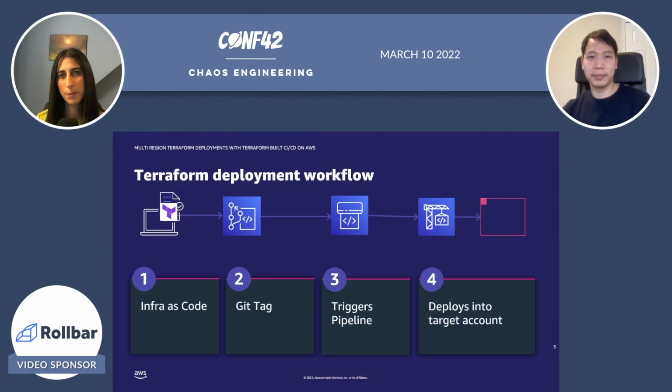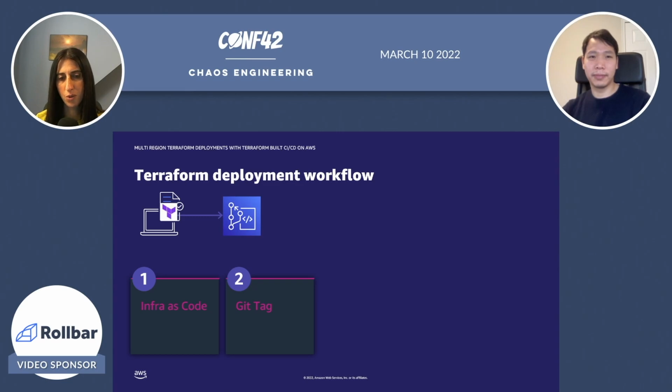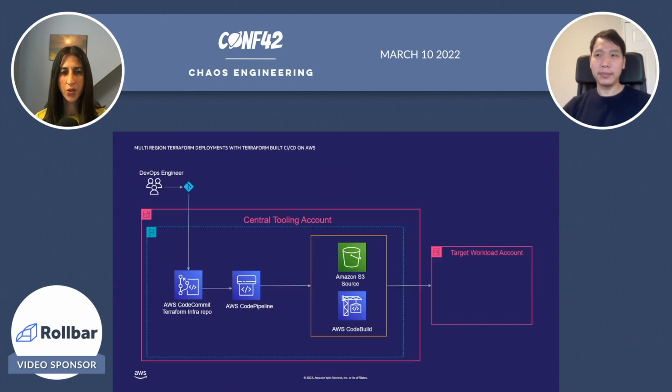We have four simple steps in our deployment workflow. First, we'll talk about infrastructure as code and Git tag. Here you see two pink boxes. These are the accounts that we're using in the solution. The larger box is the central tooling account. It contains all of the CI/CD resources as well as a Git-compatible repository in which we store our infrastructure as code. That's our Terraform code, the infrastructure sample workload that gets deployed into the target workload account.